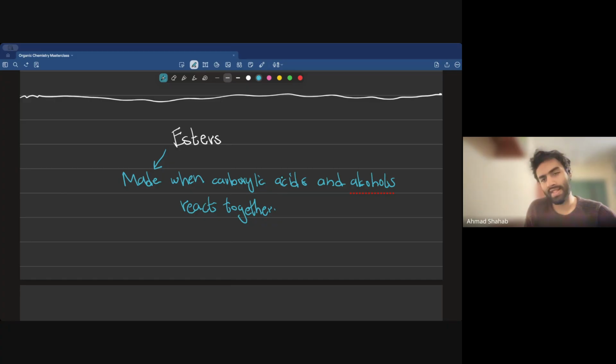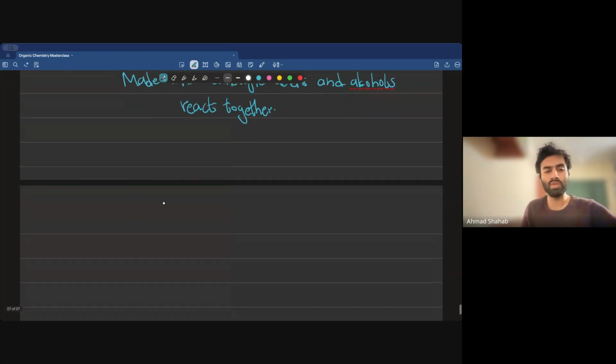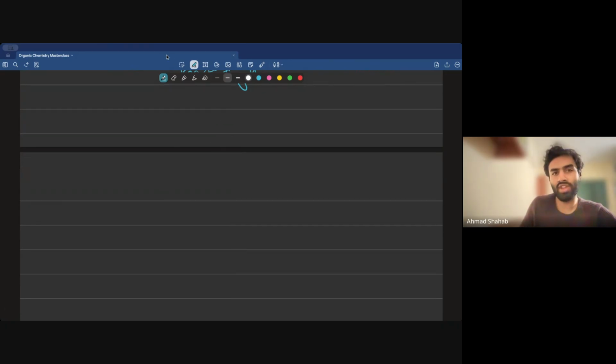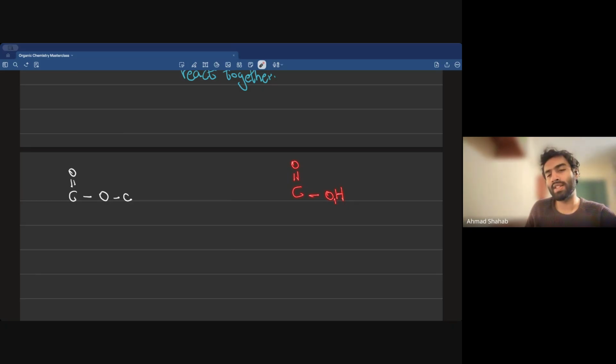So that is what an ester essentially is, and we have a functional group for this class of compounds as well. It goes like this. This is very similar to the carboxylic acid functional group. This was the functional group of a carboxylic acid. What has happened is that this hydrogen has been replaced by a carbon, and that is the only difference between the functional group of an ester and that of a carboxylic acid.